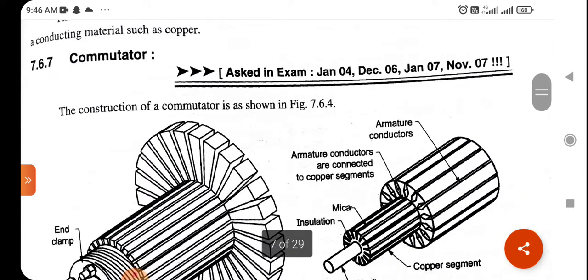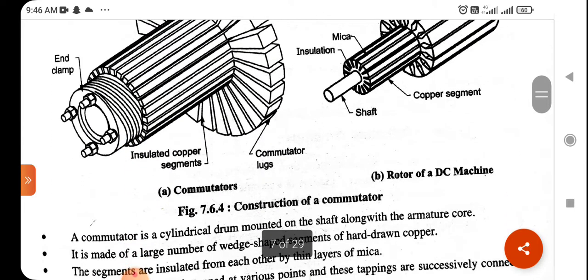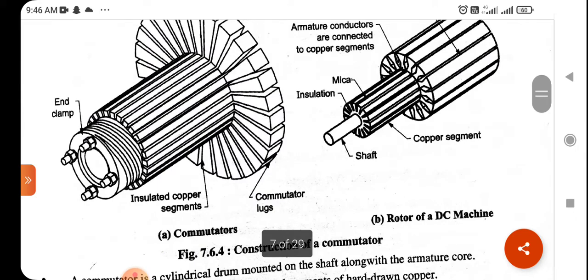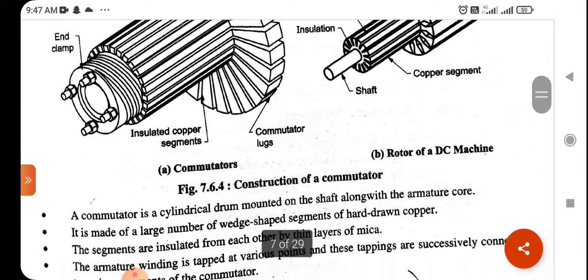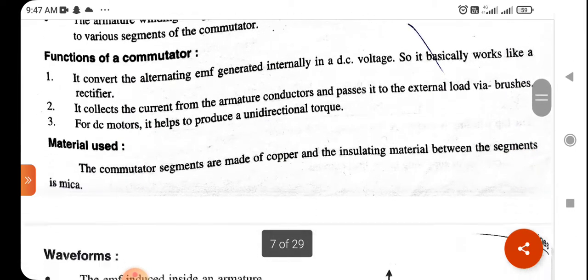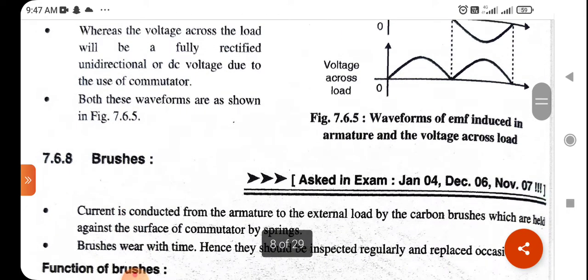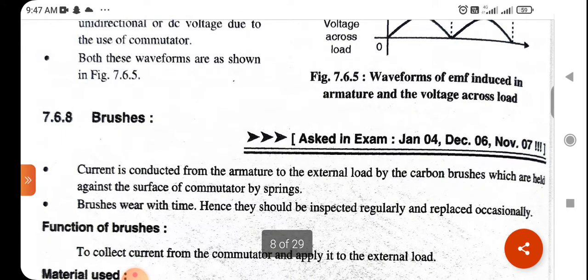Next is the commutator. As we know, the commutator is used to convert AC to DC. According to Faraday's law, whenever a conductor cuts magnetic flux, EMF is induced, and this EMF is AC, and the commutator is used to convert all the AC into DC. Last one is the brushes. Current is conducted from the armature to the external load by the carbon brushes, which are held against the surface of the commutator by springs.